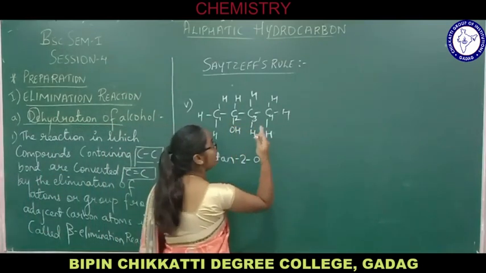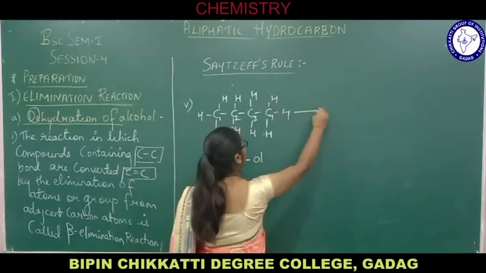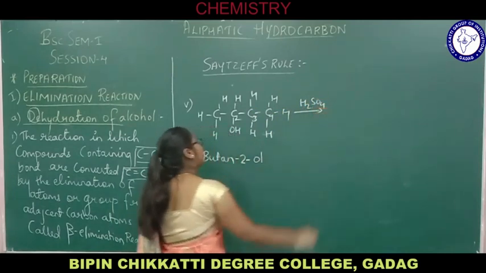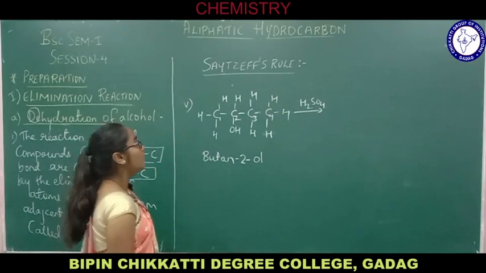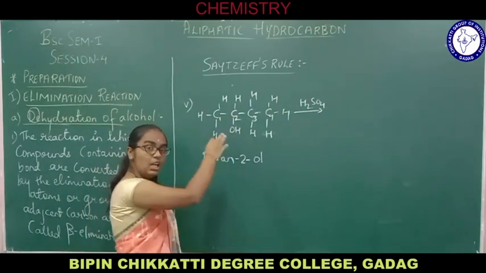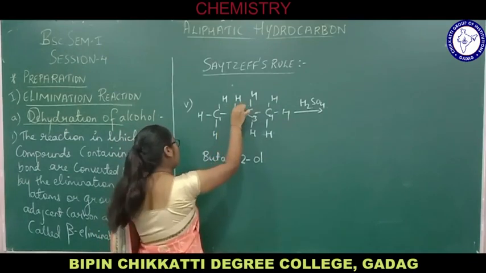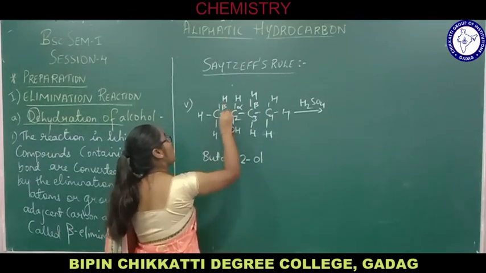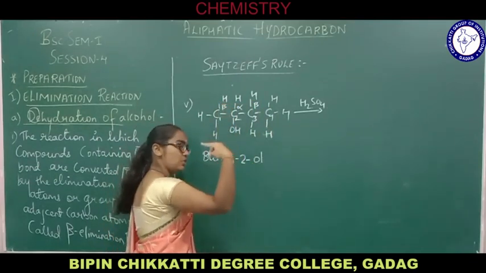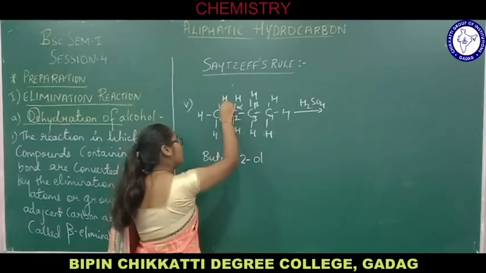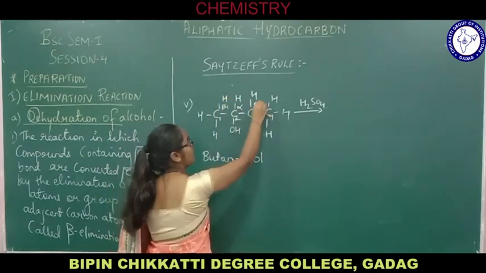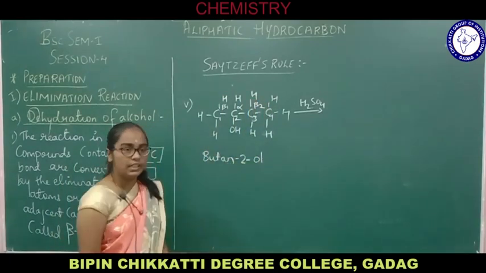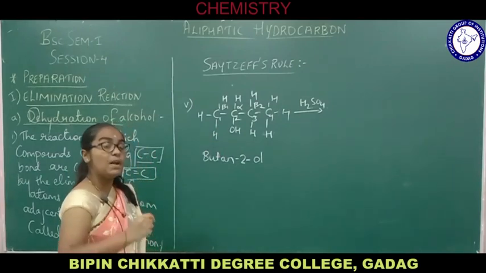Now this butane-2-ol will undergo dehydration in presence of a dehydrating agent, which is sulfuric acid. The sulfuric acid has to be added in order to break the bond. The carbon atom to which the alcoholic group is attached is considered the alpha carbon atom, and the neighboring ones are the beta carbon atoms. So carbon number 1 will be beta and carbon number 3 will also be beta. Let's consider carbon number 1 as beta 1 and carbon number 3 as beta 2.